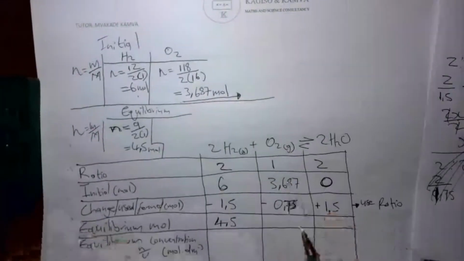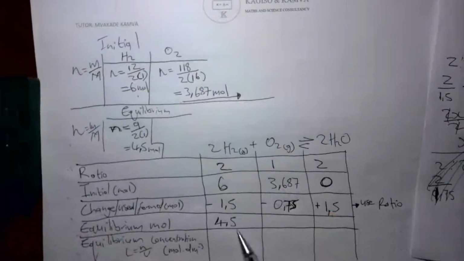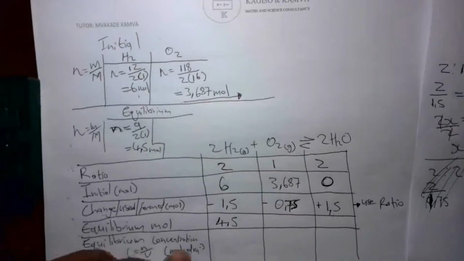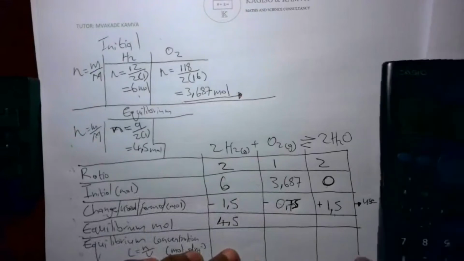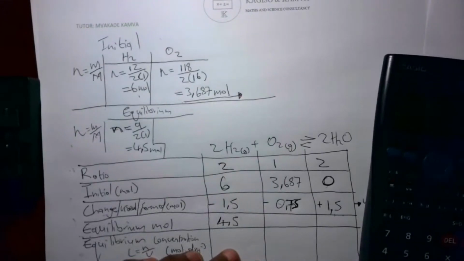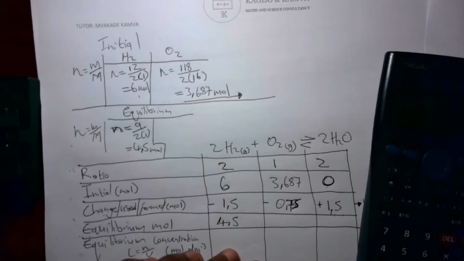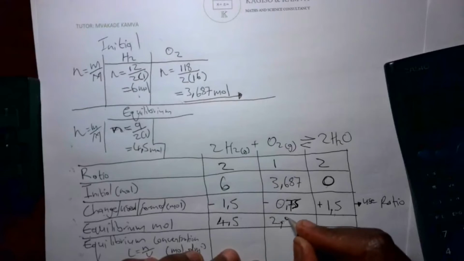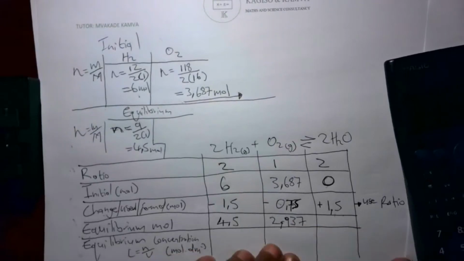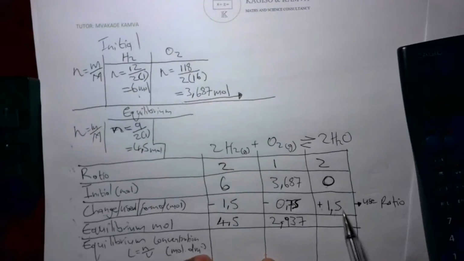Okay, so now we come to find the equilibrium mole. Okay, because this one is a reactant, we say what we have initially is going to subtract this. It's going to be 3,687 minus 0,75. Now what do we have? We've got 2,937. Okay, we see 0 plus 1,5. This is going to be 1,5.